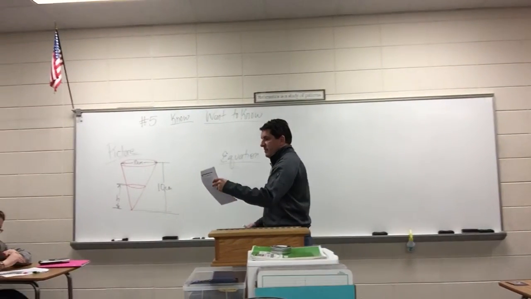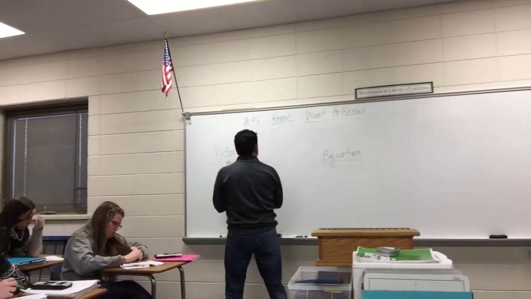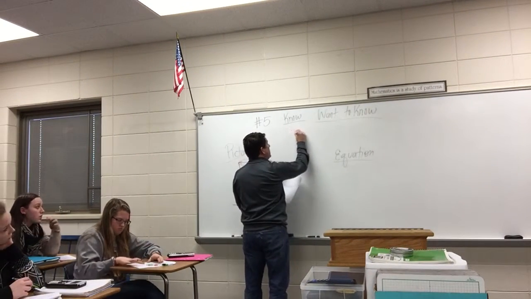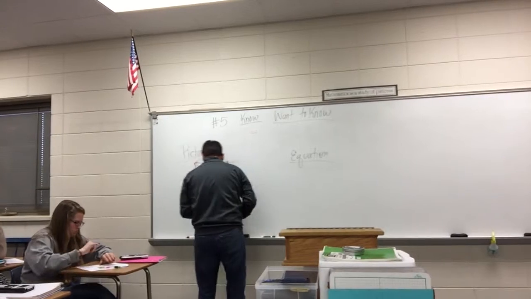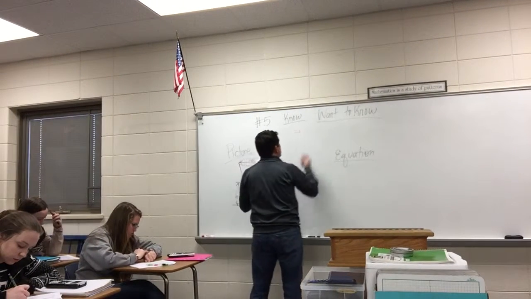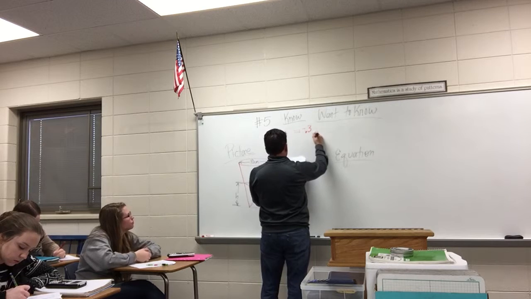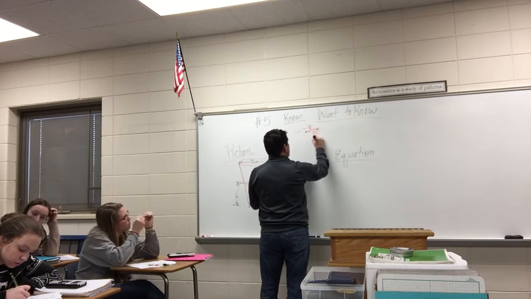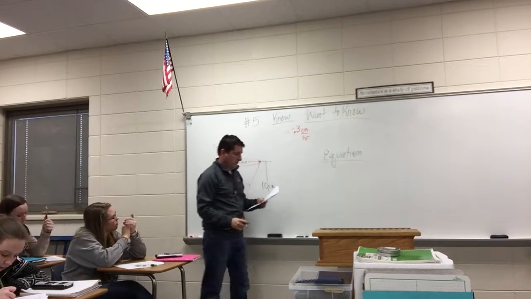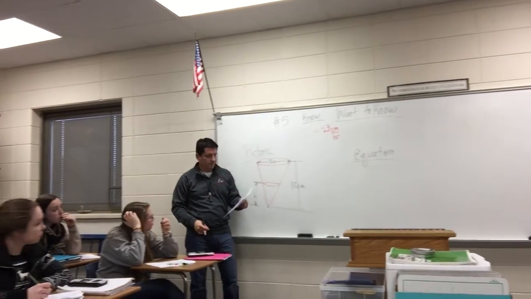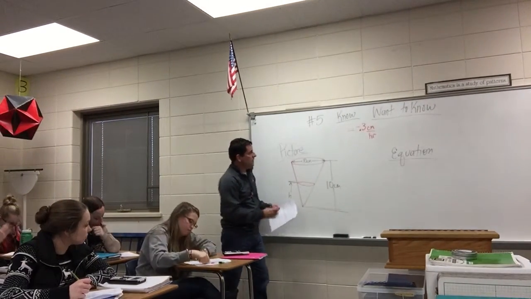Negative 0.3 centimeters per hour. That's something that we know. What does that mean? Negative 0.3 centimeters per hour. This is water evaporating out of this cone. What is it? dH dt.